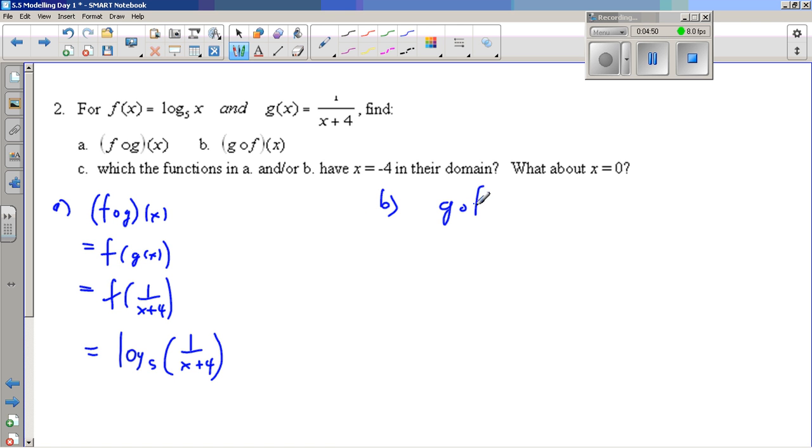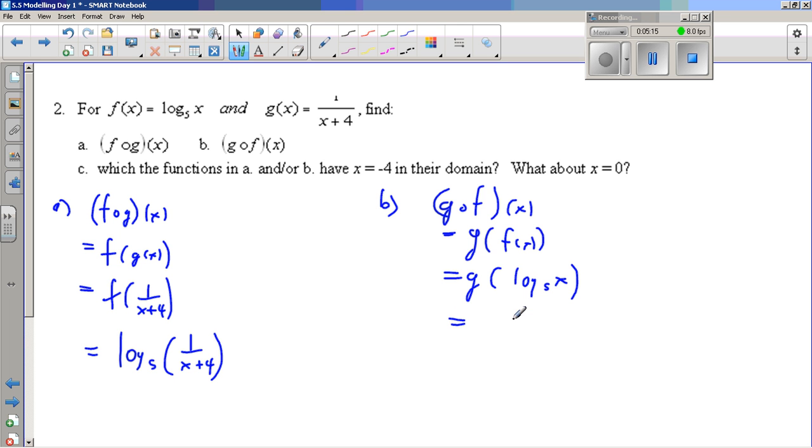G composed with f at x, and one thing that we saw and remembered was that these two aren't equal, right? The function composition is not commutative. I can't change the order. But let's just calculate it anyway. We were asked to. F at x is the middle thing, log base 5 of x.